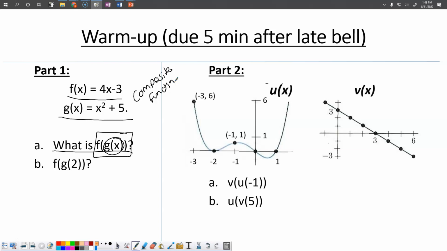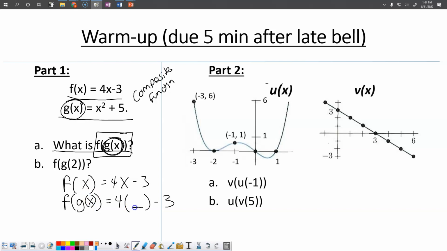That's why I'm giving you the warm-up, because I figure there are probably many of you who are having a hard time with it. So, like I said, for Part A, we're plugging the g function into the f function. So I'm going to take my f function, which is 4x minus 3, and I'm going to plug the g function into the x. Okay?